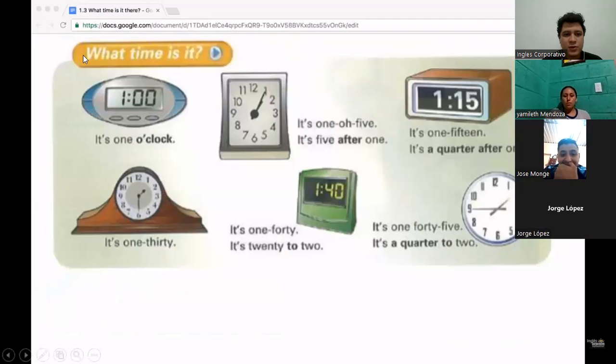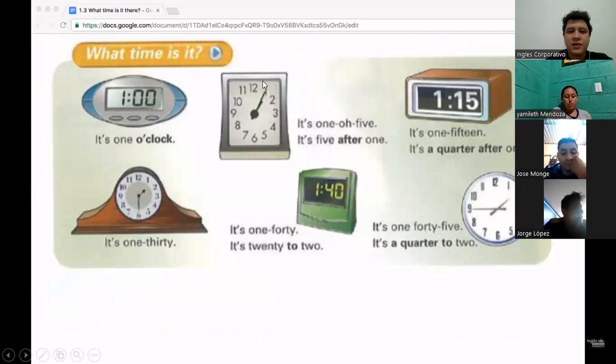So now, guys, let me move on, okay? We have this one. What time is it, right? This is the question we use in order to know the time, right? Esta es la pregunta que usted puede hacer cuando usted quiere saber del tiempo, right? Usted le pregunta a alguien, hey, do you know what time is it? What time is it? Teacher, what time is it? Mommy, what time is it? Father, what time is it? Okay, you ask this question, right?